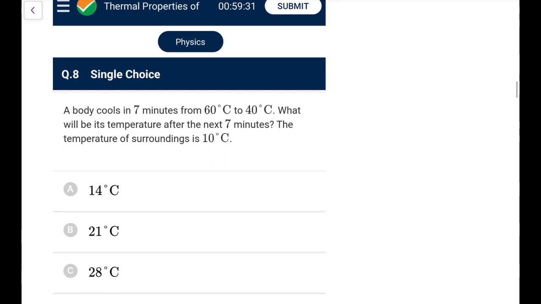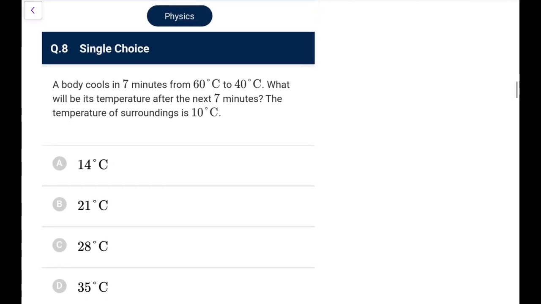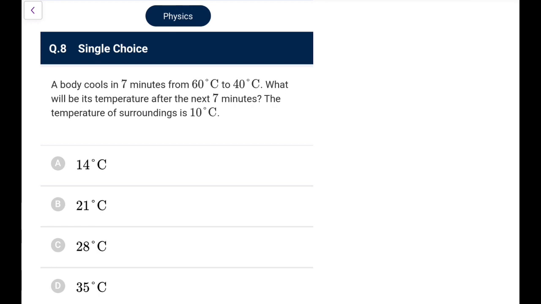Next one. A body cools in 7 minutes from 60 to 40. What would be its temperature after the next 7 minutes? The temperature of the surrounding is 10. Again, it's a standard question of Newton's law of cooling. First, from 60 to 40, the change is 20 degrees. It takes 7 minutes. That would be equal to k times theta average. Theta average would be 50 minus theta s, that is 10.